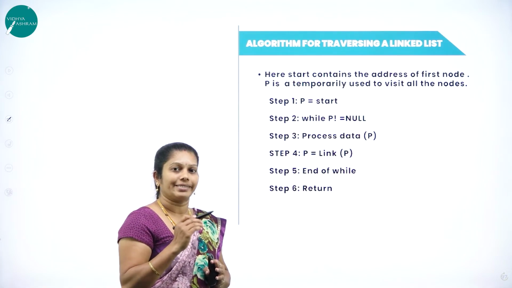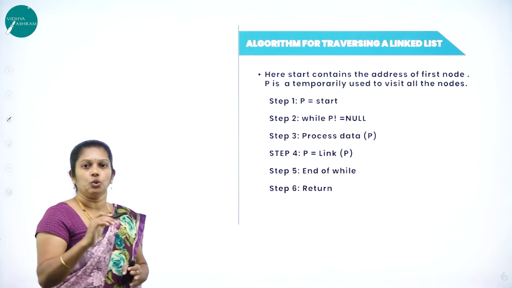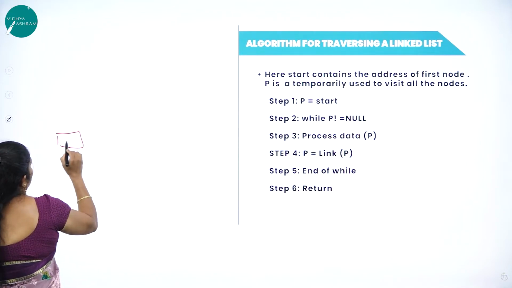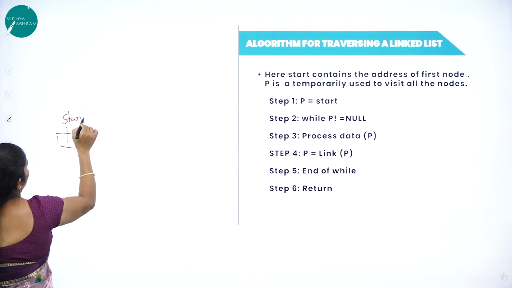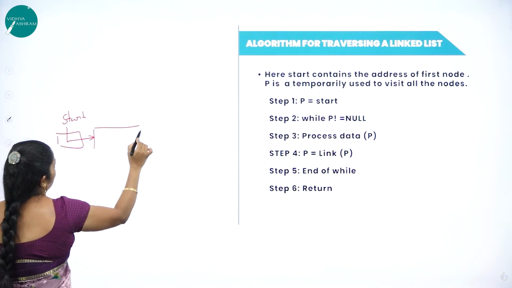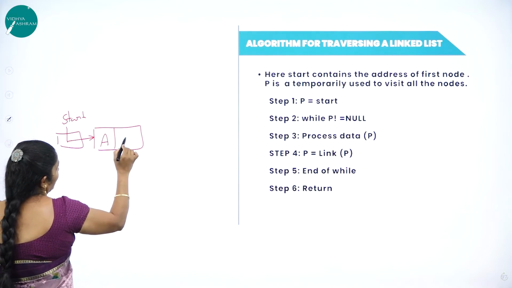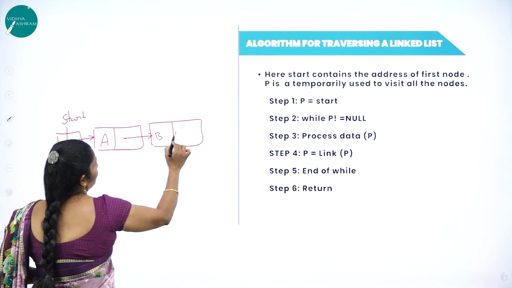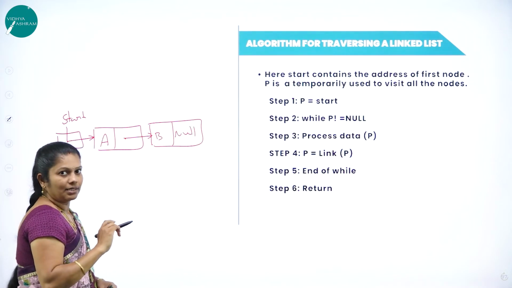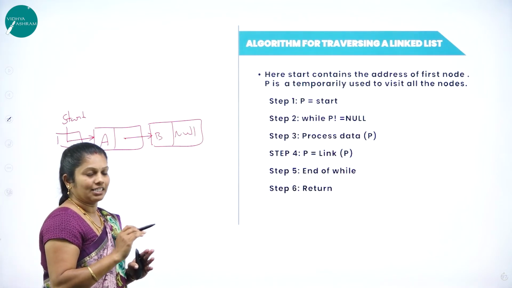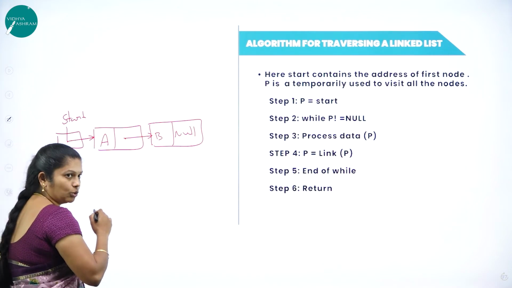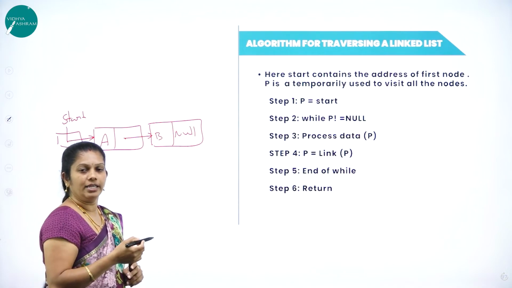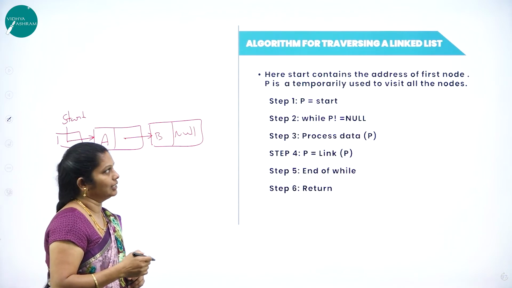Next, we will move on to the algorithm for traversing a linked list. What do you mean by traversing? Visiting each node from the beginning one by one till the end. Consider this is the start pointer. This start contains the address of the first node. For example, here A, then this contains the address of the next node B. Here we write null. Traversing is nothing but first visiting the first node, then the second node, till the last node, one by one, each and every node has to be processed here.